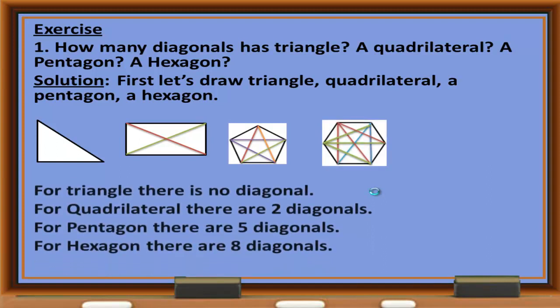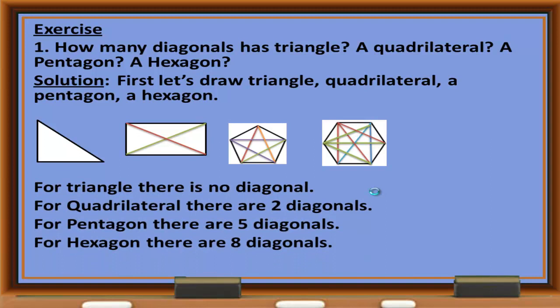In a triangle, there is no diagonal. For quadrilateral, there are two diagonals in this quadrilateral. For pentagon, if we count 1, 2, 3, 4, and 5, there are five diagonals. For hexagon, if we join the vertices, then there are nine diagonals here. We can count it.